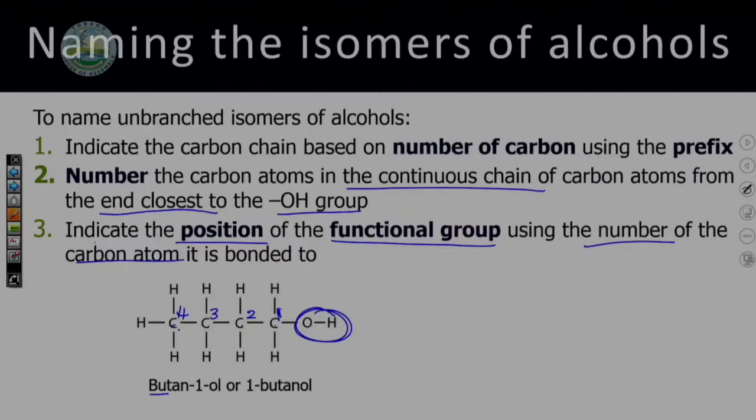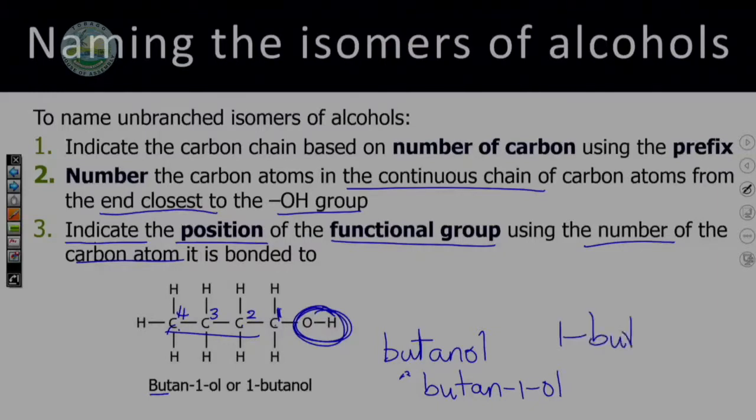All right. So afterwards, this is how we get the name butan-1-ol. So but, because we have 4 carbons present, so we call it but. Since it's an alcohol, we know that we have to add anol to it. Now we need to indicate the position of the OH group. To indicate the position of the OH group, I use the number that it's bonded to. So we're going to call it butan-1-ol, or in simpler terms, you can call it 1-butanol.